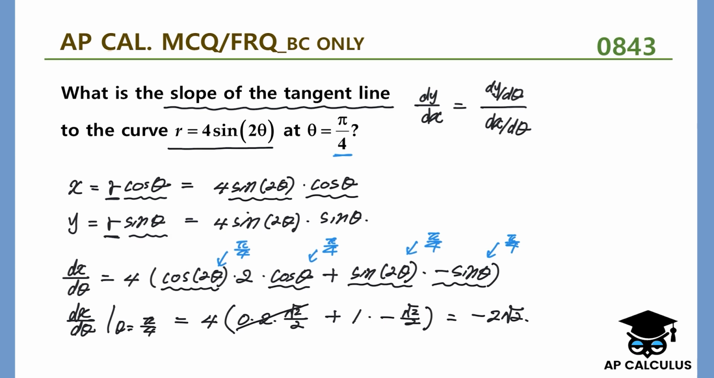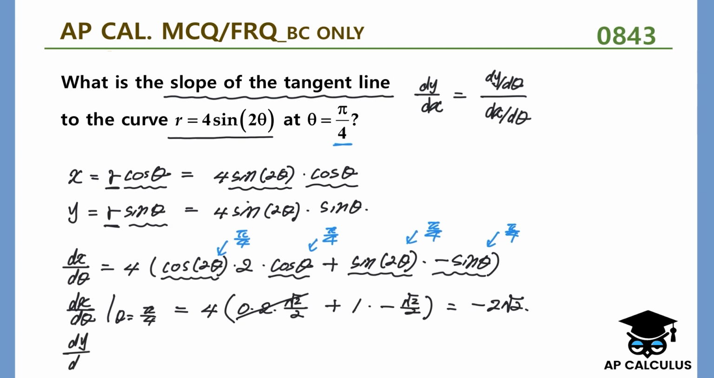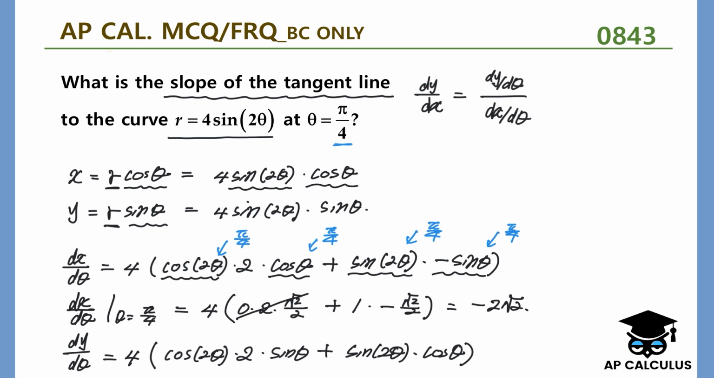Now let's find dy/dθ. So we're going to differentiate this expression right here with respect to θ. Again, we have a constant 4. Here we have a sin 2θ, right? The derivative of sin 2θ is cos 2θ times 2. And we have a sine, plus, we have a sin 2θ, and the derivative of sine is cosine, right? Again, substitute π/4 for θ, right?